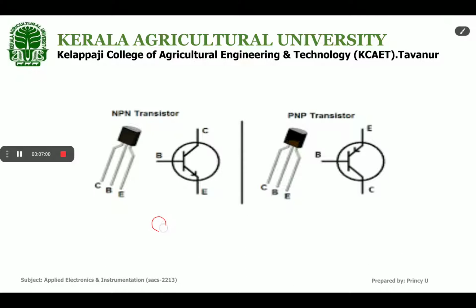In the top view of a transistor, there will be a small projection on it, or you can see it like this. This will be your transistor. It will have 3 terminals, and each of the terminals is known as emitter, base, and collector.